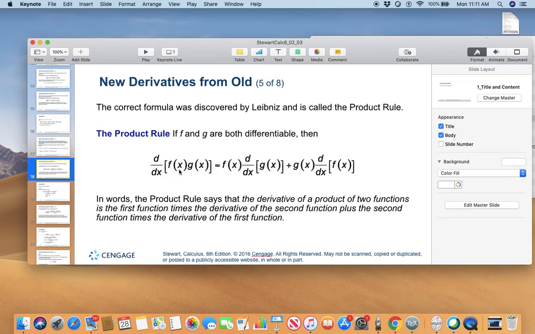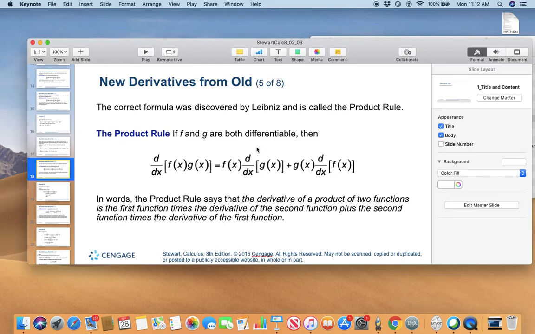So here is the product rule. It was discovered by Leibniz and is called the product rule or Leibniz rule. Okay, both are acceptable terminology. f and g are both differentiable. Then the derivative of f times g is, well, you would take the derivative of each piece, bring f out, derivative of g, plus g out, derivative of f.